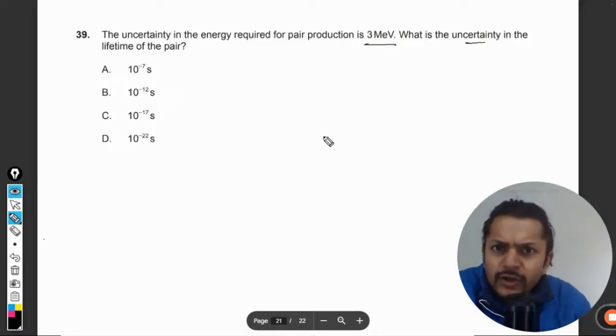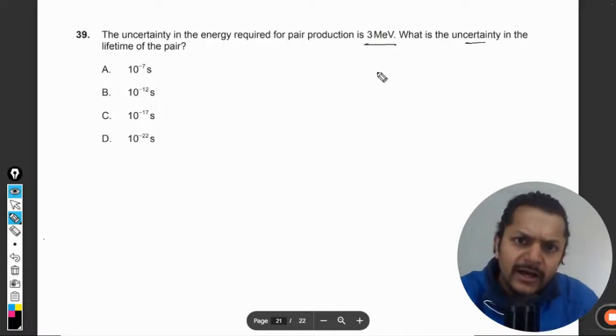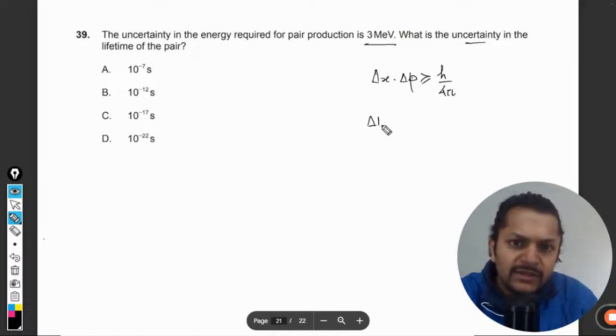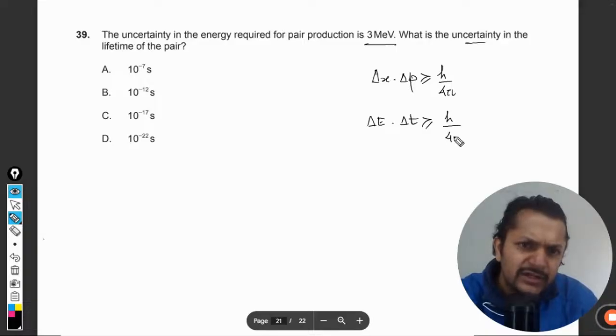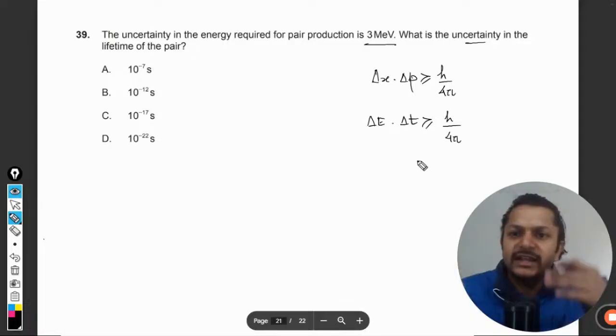Okay, fine. So we know that the uncertainty principle given by Heisenberg can be written in two ways. The first is the uncertainty in the position and the uncertainty in momentum. That will be greater than or equal to h by 4 pi. Similarly, the same thing can be extended into the energy and the lifetime of that particle, so that will be given by h by 4 pi. From this we are going to understand how to find this.